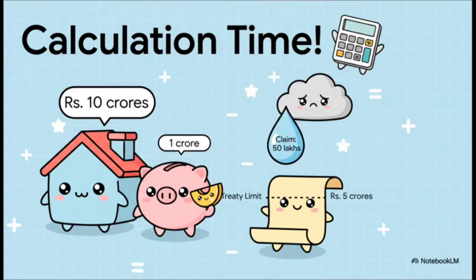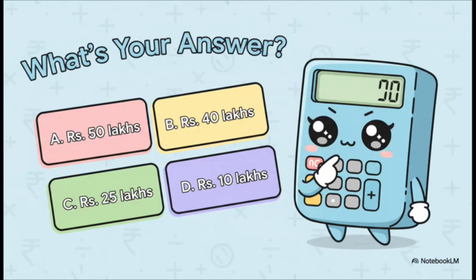Okay, you knew a math problem was coming, right? Time to apply what we just learned. So, we've got a property risk of 10 crores. The original insurer's retention, that's the part they keep for themselves, is 1 crore. Now a claim for 50 lakhs comes in. The big question, how much does the reinsurer have to pay? Go ahead, you might want to pull out a calculator for this one. Is the answer A, 50 lakhs, B, 40 lakhs, C, 25 lakhs, or D, 10 lakhs? This is definitely a tough one, so take your time and think through those proportions.